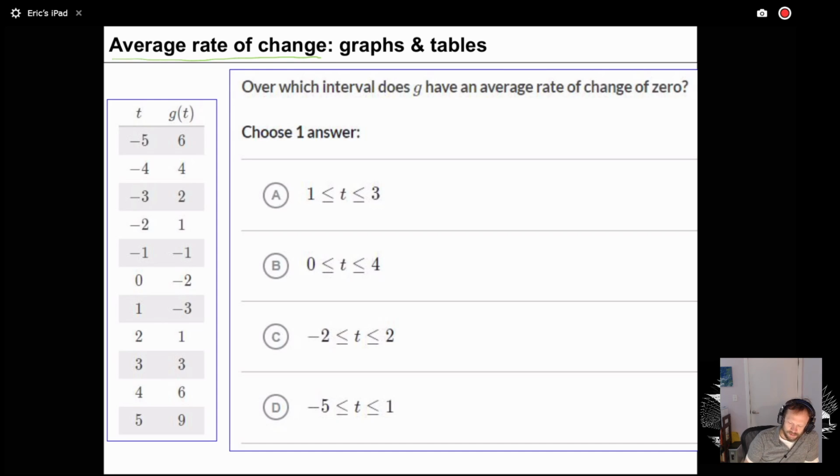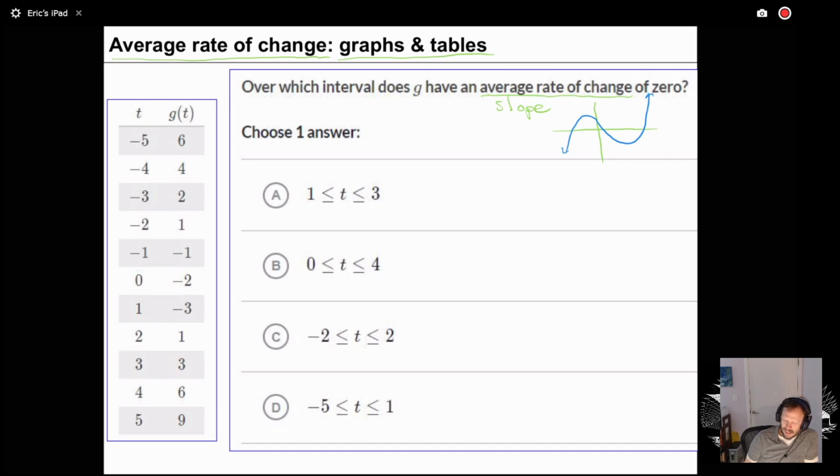Average rate of change, graphs and tables. What does the average rate of change mean? When you hear the phrase, you may have an association with slope. Well, what does that mean? I think it's easiest to understand in the context of a function. So let's make up a function that does something like this.